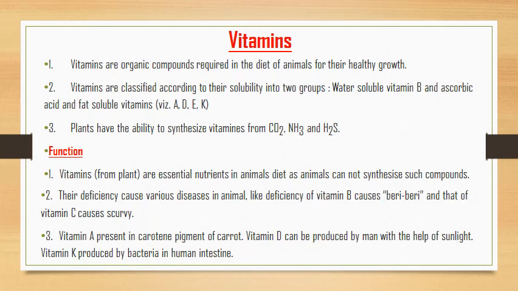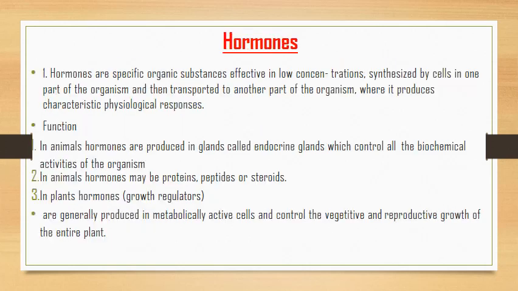Function. Vitamins are essential nutrients in the animal diet as animals cannot synthesize such compounds. Their deficiency causes various diseases in animals, like deficiency of vitamin B causes beriberi and that of vitamin C causes scurvy. Vitamin A is present in carotene, the pigment of carrot. Vitamin D can be produced by man with the help of sunlight. Vitamin K is produced by bacteria in the human intestine.